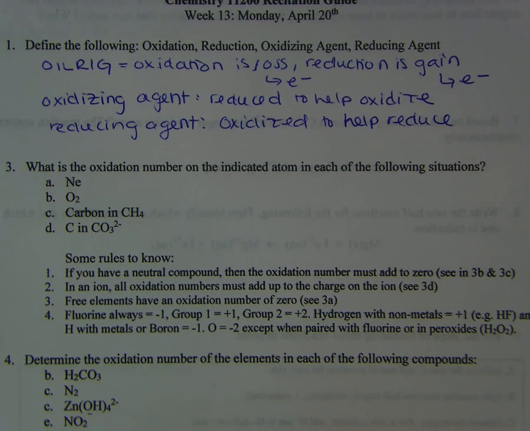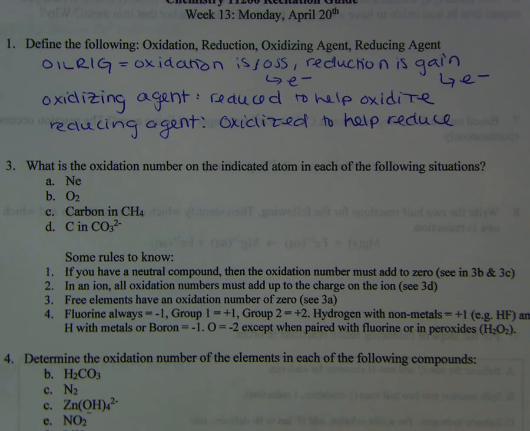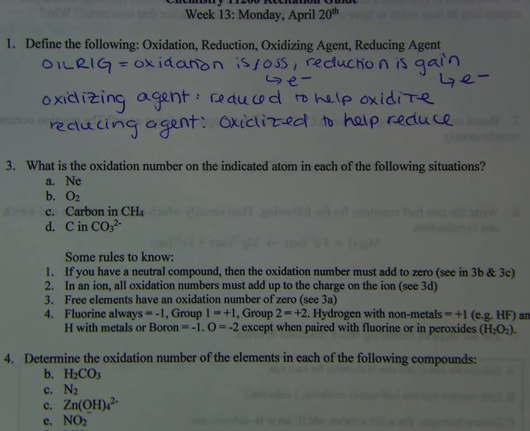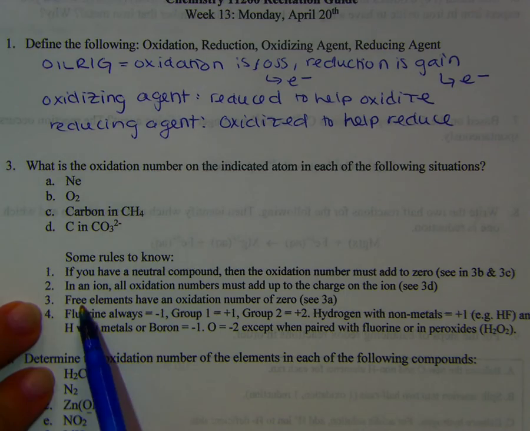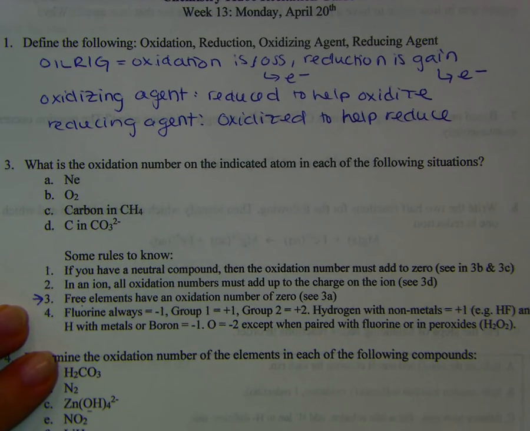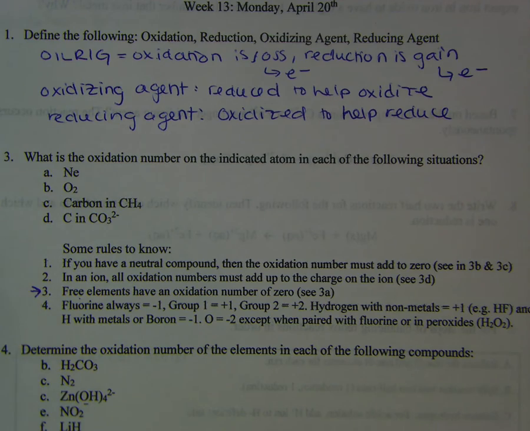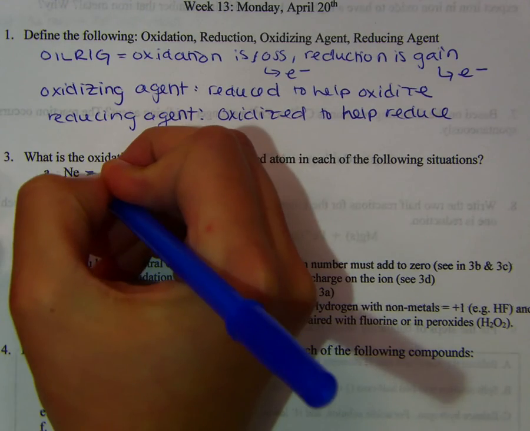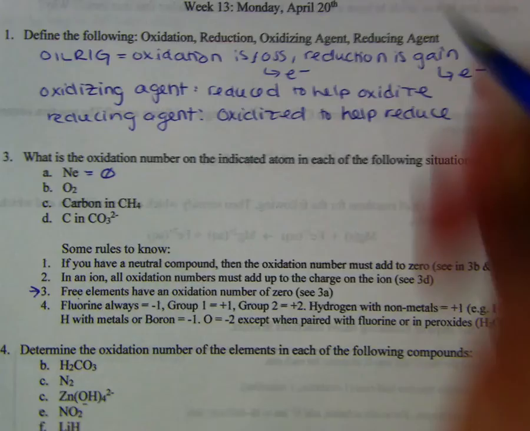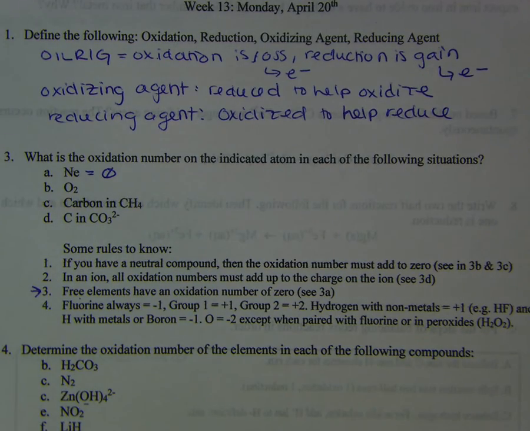All right, so what is the oxidation number in the atom of the following situations? Well, first things first, neon in and of itself is a free element. If I look at rule number 3, free elements have an oxidation number of 0. Anything that's by itself equals 0. And I'm going to put a dash through them just because we're looking at oxygen next, and this is going to keep our zeros from our oxygens separate.